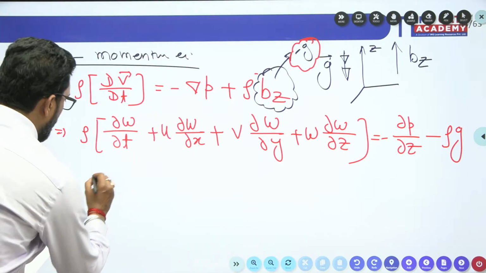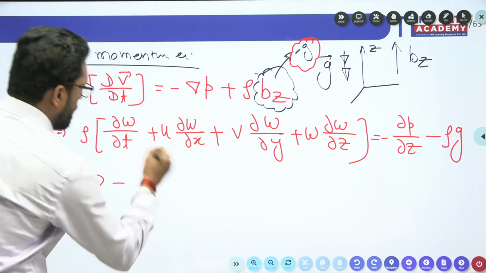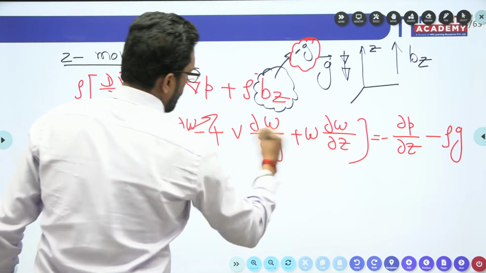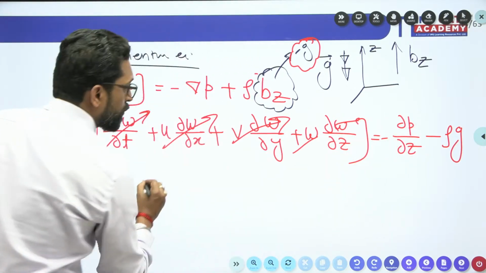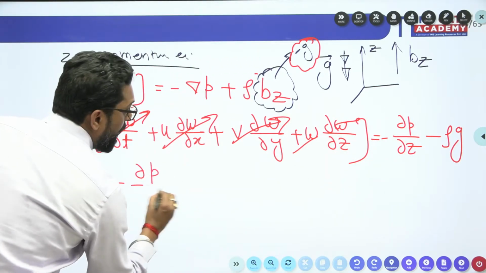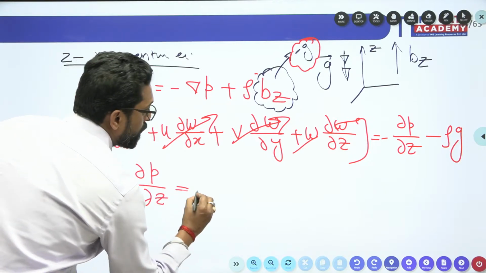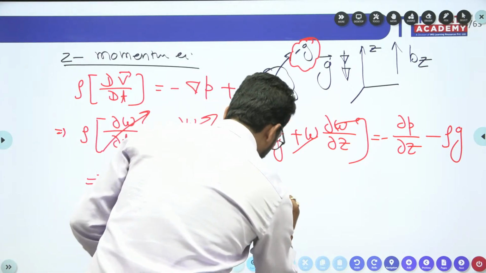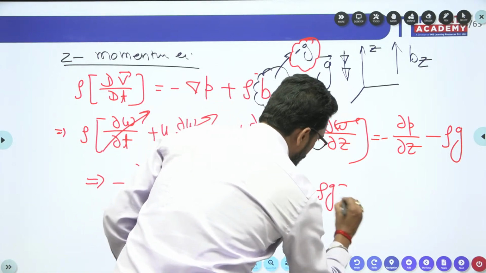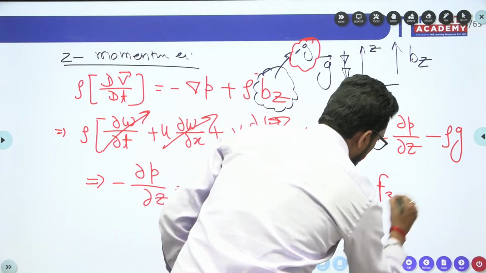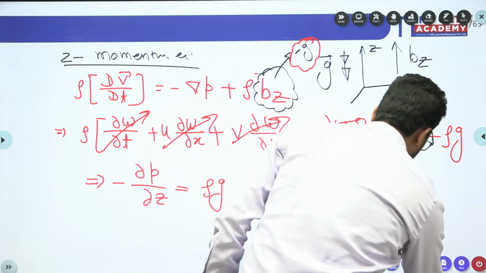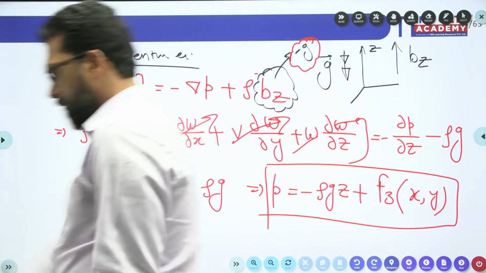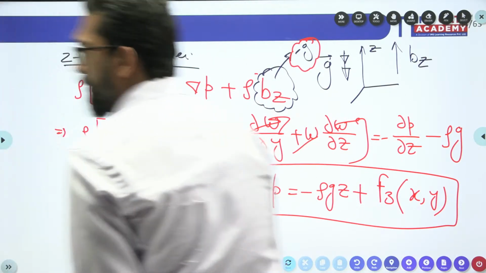Because all these things are 0, minus ∂p/∂z is equal to rho times g. If you integrate it, p is equal to minus rho g z plus function f3. If you integrate in the z direction, the function is of x and y. This is the pressure along the z direction.